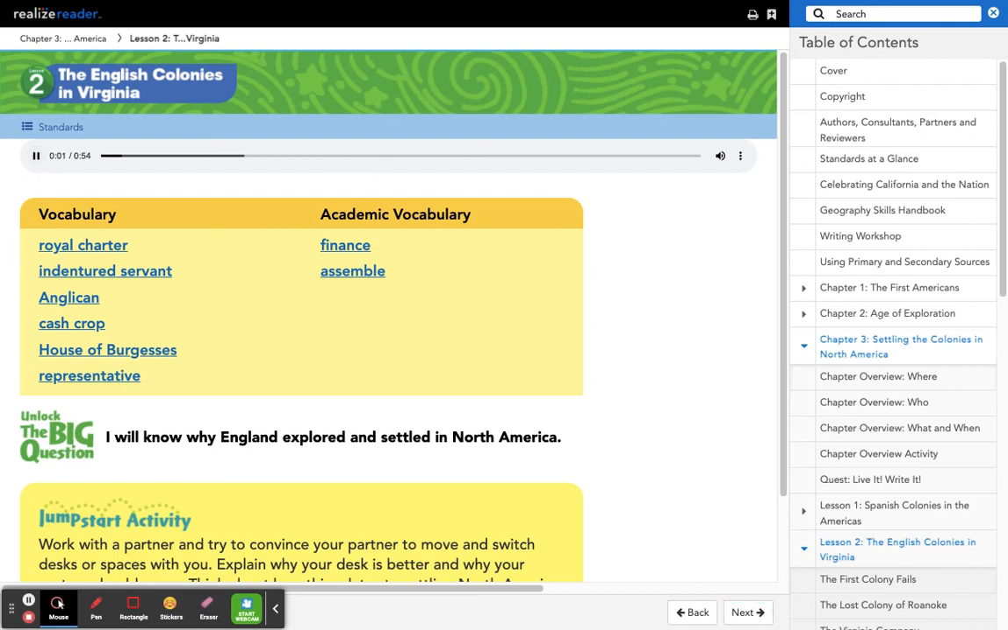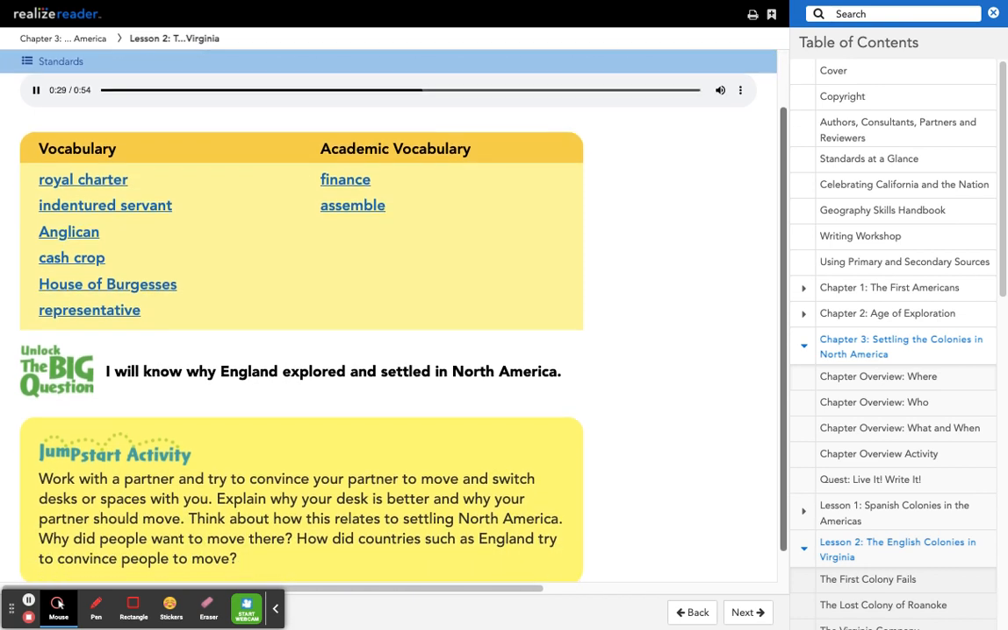Lesson 2. The English Colonies in Virginia. Vocabulary: Royal Charter, Indentured servant, Anglican, Cash crop, House of Burgesses, Representative. Academic vocabulary: Finance, Assemble. Unlock the big question. I will know why England explored and settled in North America.